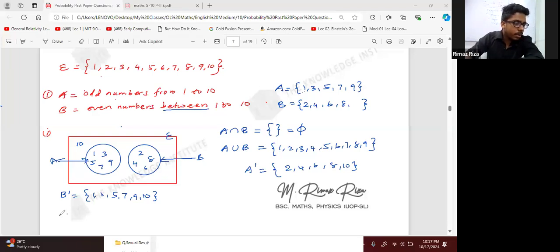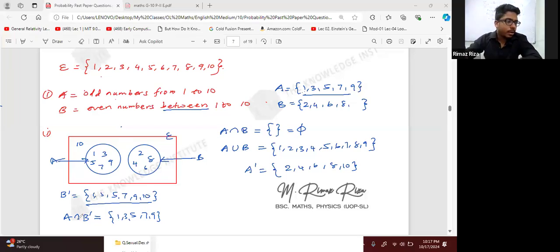Now, for example, A intersection B complement. You have to check the common elements in set A and B complement. So it will be 1, 3, 5, 7, 9. 10 won't come because 10 is not there in set A. You have to write the common elements in both A and B dash, that means the complement of B.